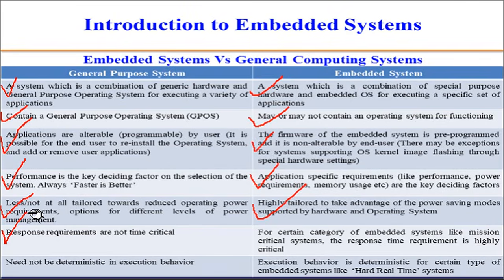And coming to the sixth comparison, response requirements are not time critical in a general purpose system. Response requirements means if we need to get some response from the system, it is not time critical. That means if we require an output after 5 seconds, and we receive it after 7 seconds or even 10 seconds, that may not affect much.